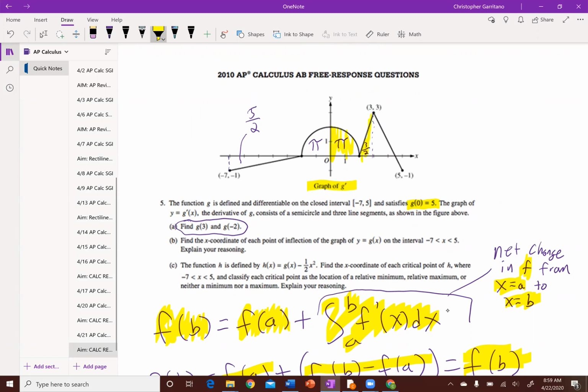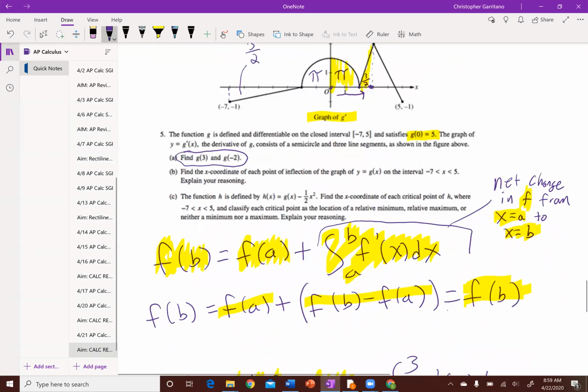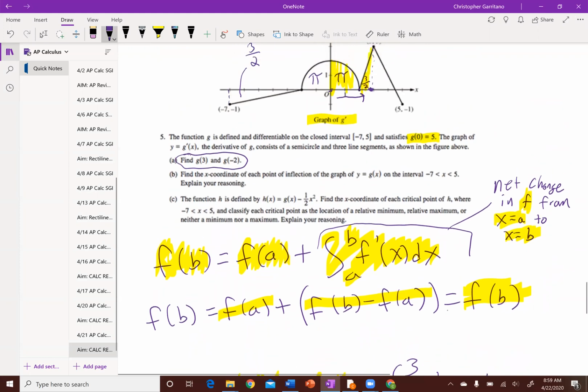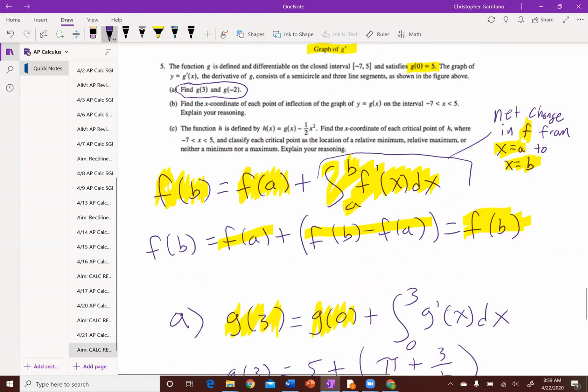So the area under the curve, and we are moving from 0 to 3. So we're moving from left to right, so our dx's are positive. And since each of these heights are positive, that means the area we're going to use for our definite integral will be overall positive. So my final answer for g of 3 is the original 5 plus pi plus 3/2, which is the net change in g from 0 to 3. All right, so that's g of 3.